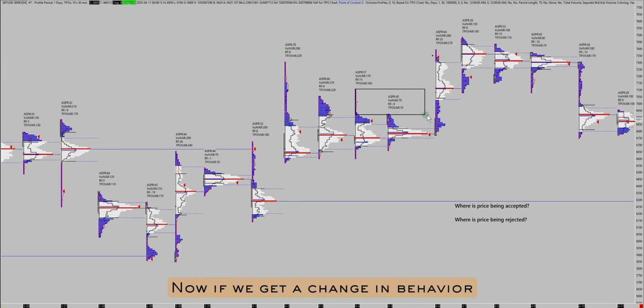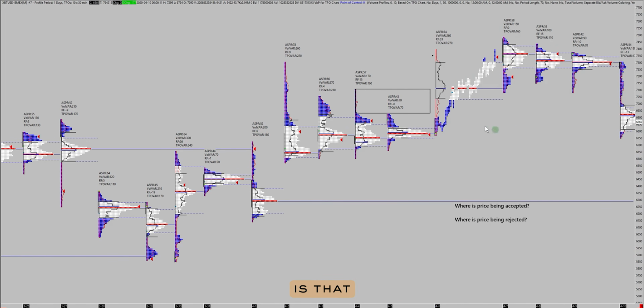Now, if we get a change in behavior through this level, that's significant, right? Because this is a significant level now. It's the last level where price has been rejected. So price being accepted, what that means is that we are starting to see an increase in volume, an increase in the other side of the market compared to previous points.